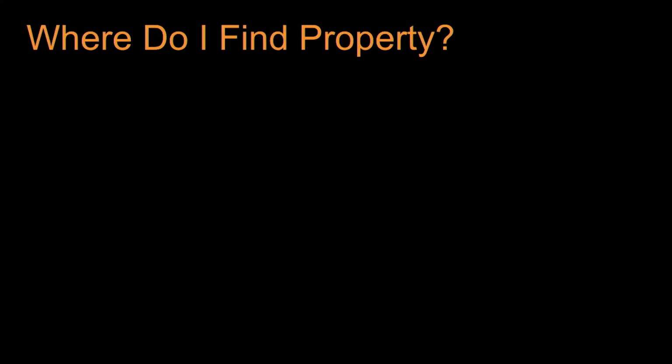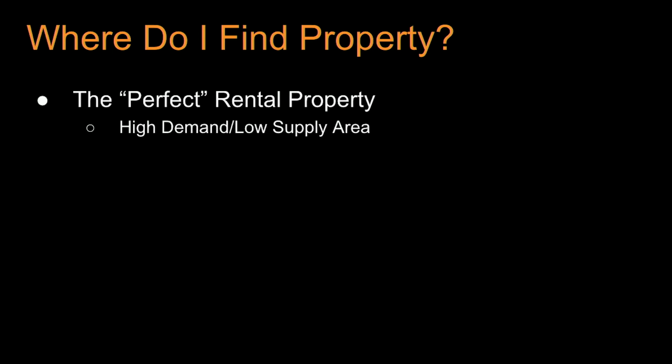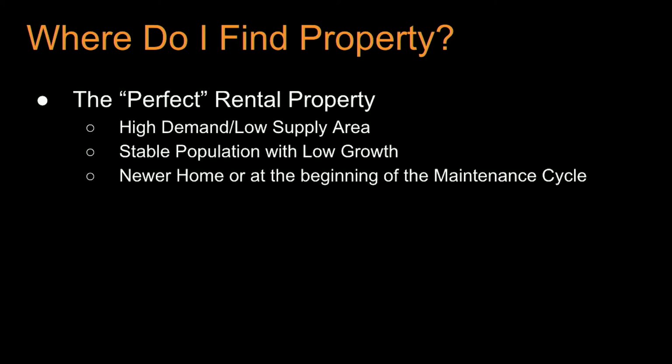So you're asking, where do I find my rental properties? Well, the perfect rental property usually is in a high demand, low supply area. This makes them easy to find, and usually the rental market is pretty stable. We're looking for places with a stable population and low growth so that prices aren't being driven through the roof. You're usually looking for a newer home or a home at the beginning of its maintenance cycle, which means maybe they have a newer furnace and a newer roof and a newer water heater and newer appliances, so you're not having to fork out cash to repair or replace these things a few years into your investment.